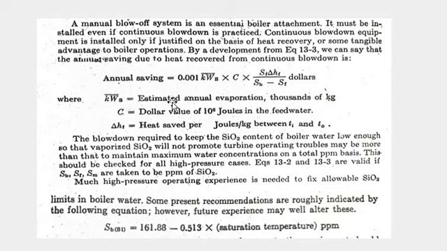gives an annual saving equal to 0.001 kW sub S times C times S sub T times delta HT over (S sub B minus S sub T) times dollars, where kW sub S is the estimated annual evaporation in thousands of kilograms, C is the dollar value of 10 raised to 6 joules in the feed water, and delta HT is the heat saved in joules per kilogram between T sub I and T sub O.